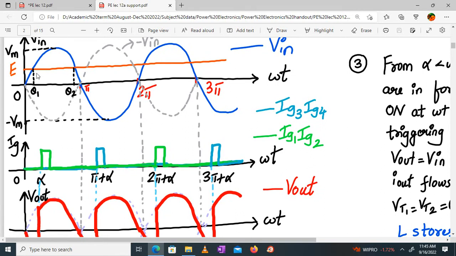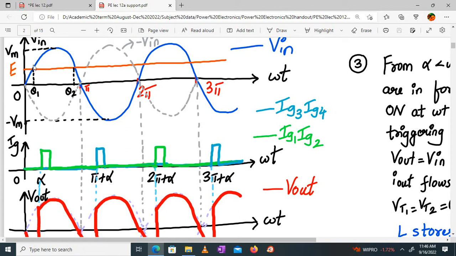So from 0 to theta 1, is any SCR on? No. All the SCRs are off. Correct? Because this is what is happening. Now V in becomes, all are in reverse blocking mode. Not even forward blocking. All are in reverse blocking. Now theta 1 to alpha. See, T1 and T2 should be in forward blocking, but E is making it reverse blocking. Right? Now you do V in greater than E.